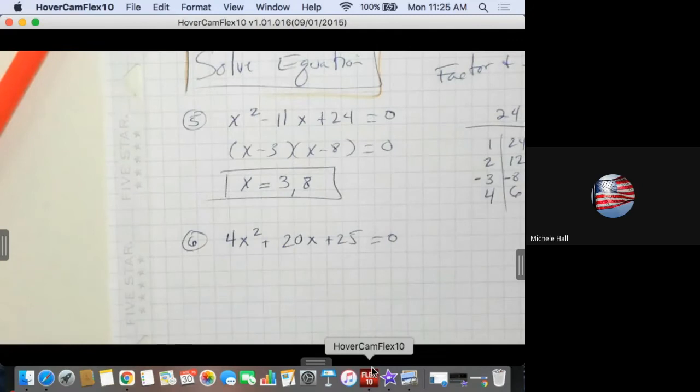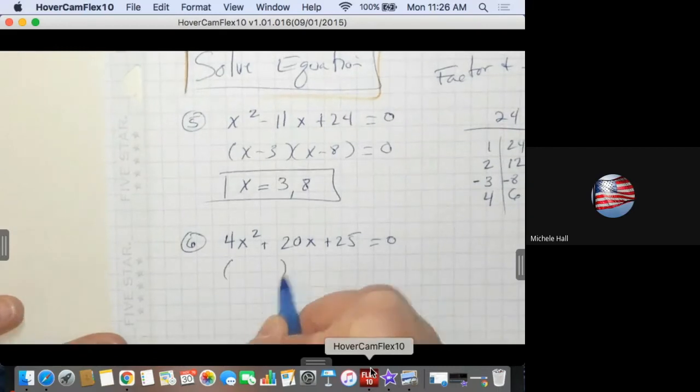4x squared plus 20x plus 25. Factor and solve. I guess the first thing I would look for would be monomial factoring. Is there something I can pull out to make my life easier? Do they have anything in common at all? 4x squared, 20x, and 25. Do they have anything in common? Unfortunately, no. So we won't be doing any monomial factoring.